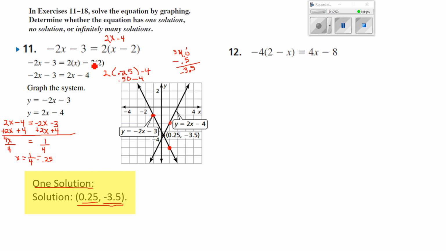And remember, if the slope is different, automatically one solution. If the slope is the same and the y-intercept is the same, infinitely many solutions. And if the slope is the same but the y-intercept is different, no solutions. So let's go ahead and move forward now knowing that.